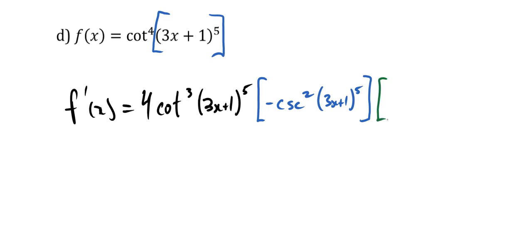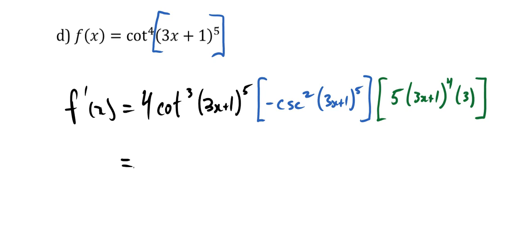And this is tricky because the derivative of the angle, this is the part that people would probably miss. 5 times 3x plus 1 to the 4. What am I missing? Yeah. Times the derivative of what's inside again. Right? The derivative of what's inside there. A lot of little things to think about.